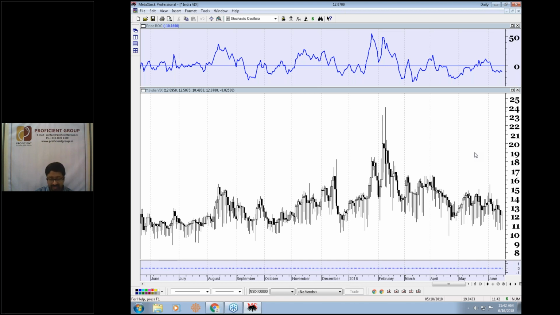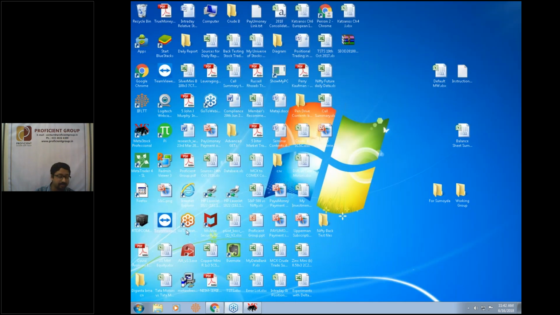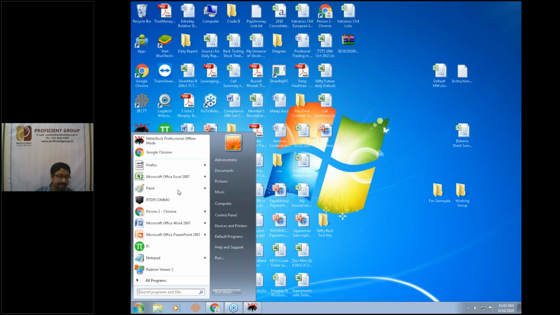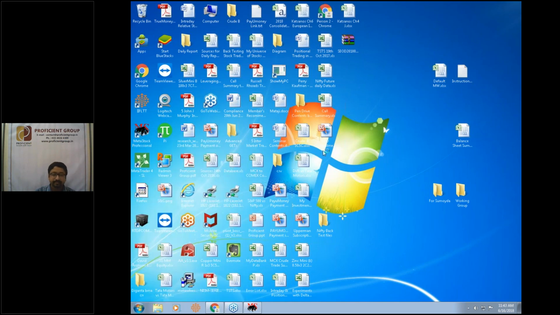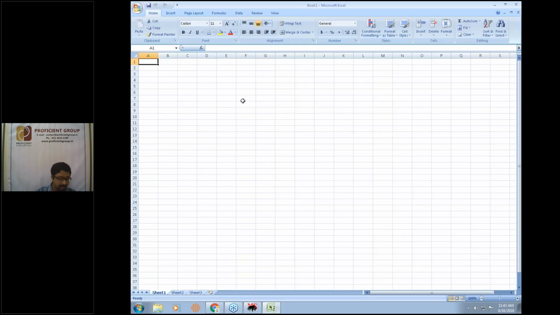I'll come to India VIX later, but in order to make sense of what India VIX is all about, I have to start today with a slightly different topic, and then I will come to the volatility aspect. Today, I'll first cover a concept called put-call parity, right? Put-call parity. What do we mean by put-call parity? This concept is very important to understand volatility.